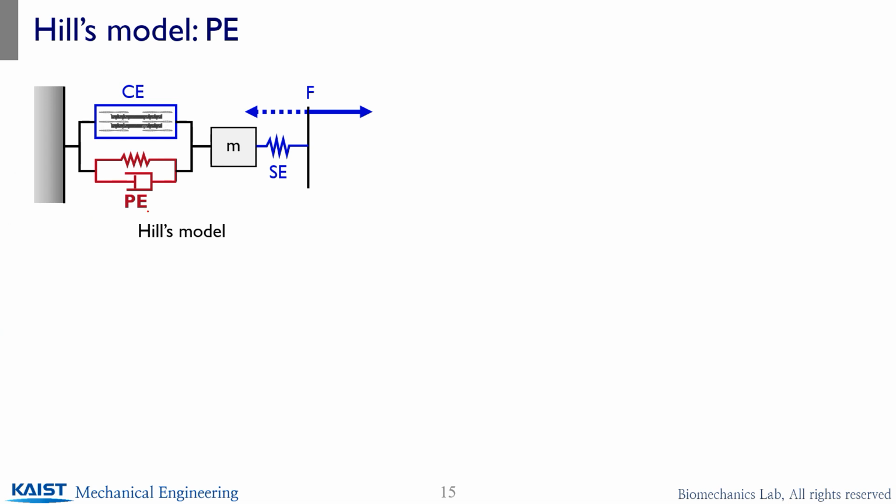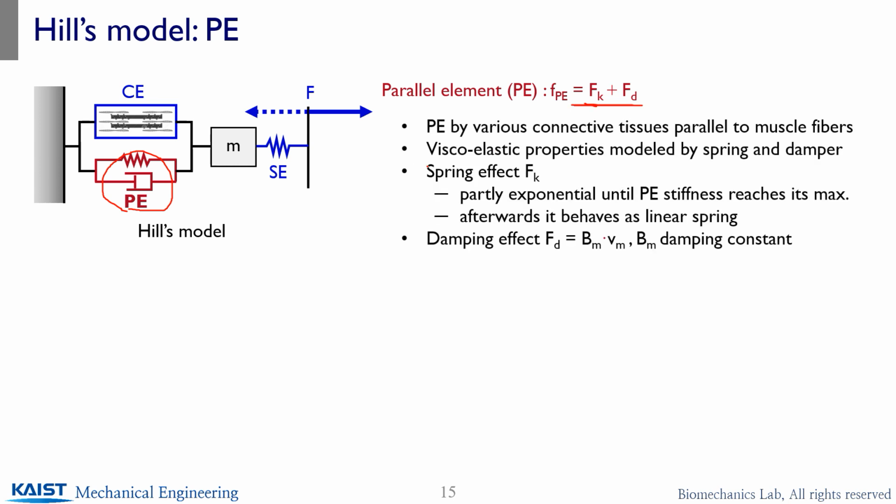Now let's examine the parallel elements. We can imagine those come from the connective tissues. They should include something like elastic components and damping components, so it's a superposition of both contributions. The viscoelastic components are formulated by the spring effect, and by experiment, researchers found that there is exponential stiffness in the beginning, and afterwards it turns linear. The damping is pretty well approximated by velocity-proportional resistive forces.